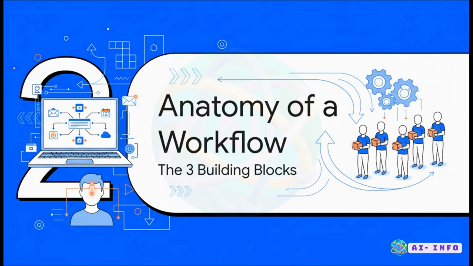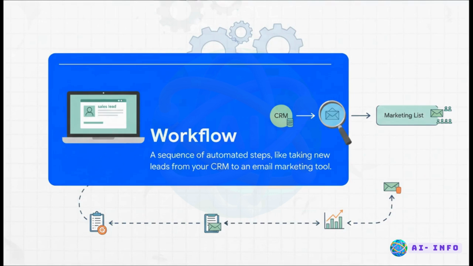Okay, so to really get how N8N does its magic, you just need to know about 3 core ideas. Seriously, that's it. These are the Lego bricks you'll use to build any automation. Let's break them down. First up, we've got the workflow. A workflow is basically the master plan. It's the whole recipe from start to finish. It's the complete set of instructions that says, okay, when this happens, do this, then that, to get a specific job done.